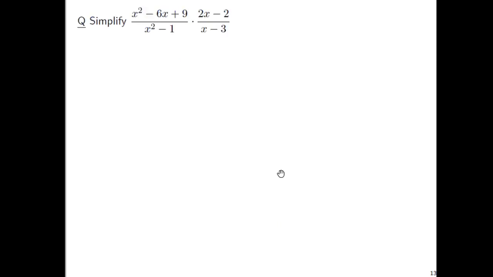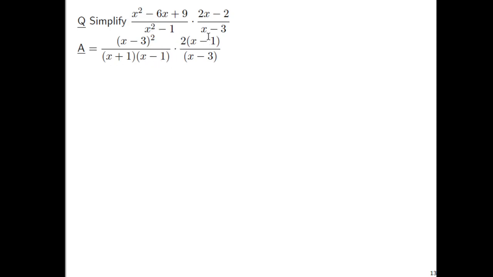So let's take a look at this. One fraction times another. Let's simplify x squared minus 6x plus 9 over x squared minus 1, times the second fraction, 2x minus 2 over x minus 3. First, it's going to help to factor. So the top of the first fraction is x minus 3 times x minus 3, or if you prefer to write it this way as I did, x minus 3 quantity squared. The denominator is a difference of squares, so x plus 1 times x minus 1.